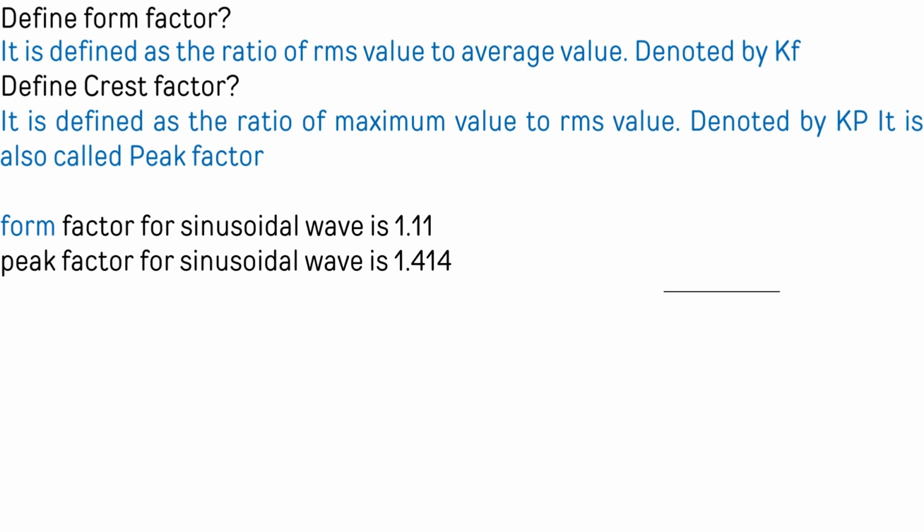Define form factor. It is the ratio of RMS value to average value, and it is denoted by Kf. Define crest factor. It is the ratio of maximum value to RMS value, and it is denoted by Kp. This is also called peak factor. The form factor for a sinusoidal wave is 1.11. The peak factor for a sinusoidal wave is 1.414.